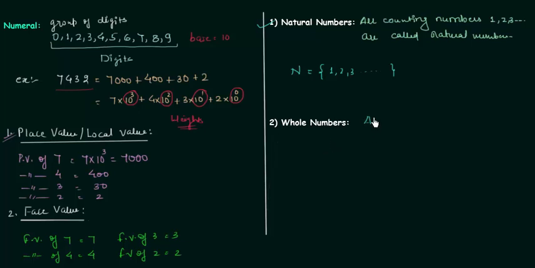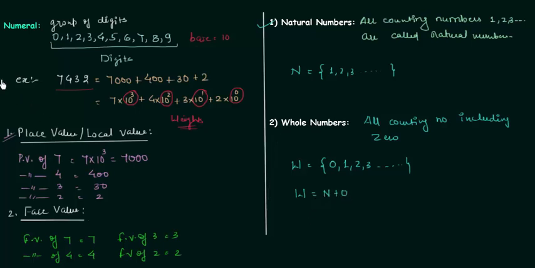Very simple. All counting numbers including 0 are called whole numbers, and we can represent this set of whole numbers like this. We were having 1, 2, 3 and so on, but we will now have 0, 1, 2, 3 and so on. We have included 0 in the set of counting numbers, so we can say that whole numbers are equal to natural numbers plus 0.